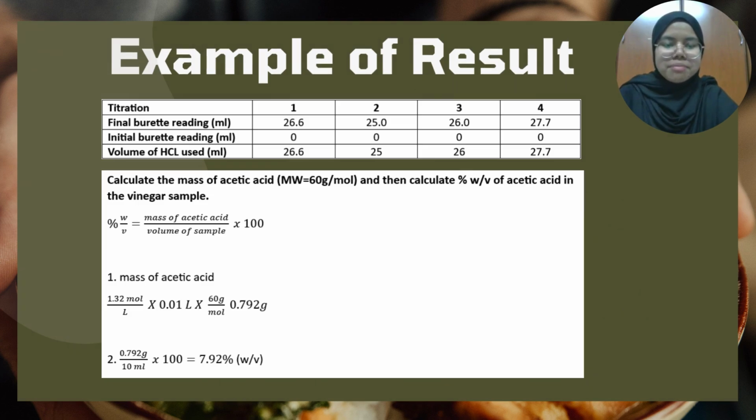Now, we will see the example of result. This table is an example of result from an experiment using a titration method. In this experiment, we use standardized sodium hydroxide to titrate in order to determine the content percent of acetic acid in vinegar. This is how we calculate the percent of acetic acid in vinegar. First, we need to find the mass of acetic acid. Then, the second step, we will use the weight over volume times 100 formula. So, in this experiment, there is 7.92% of acetic acid in vinegar.